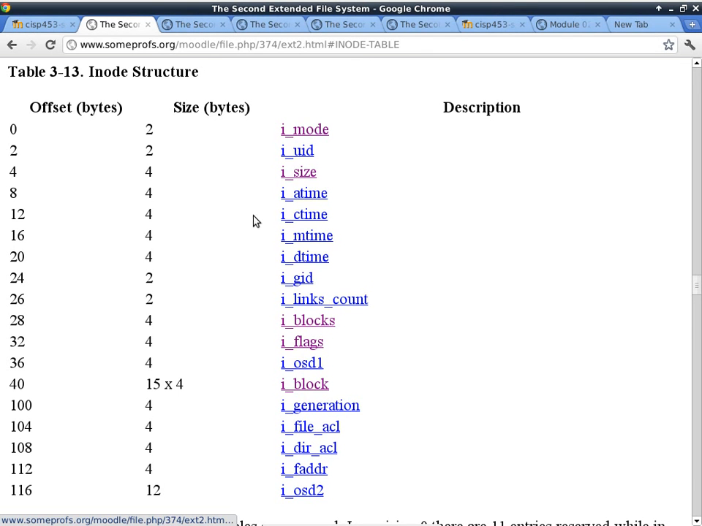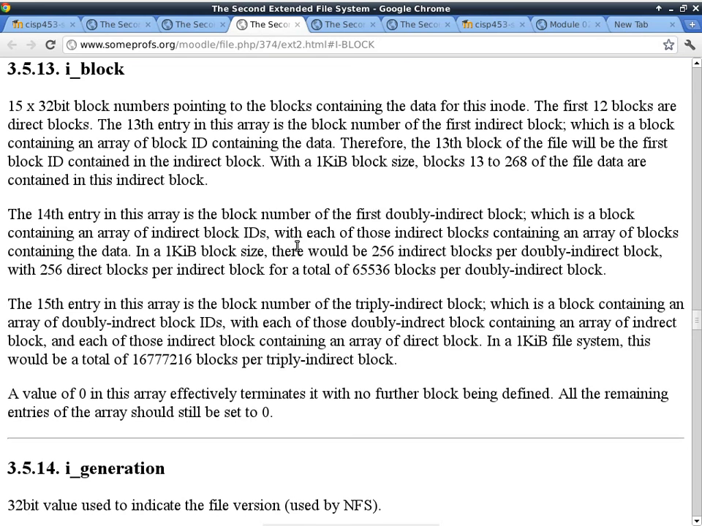Now this one is a little bit interesting. I block is itself an array. It's an array of 15 items. Now this is where things can get really kind of interesting. Let me just read this part here, and then I'll give you a more pictorial representation. I think the spreadsheet included actually has a pictorial representation of this. I block is a 15 entry array. Each item is a 32-bit block number. Okay. All right.